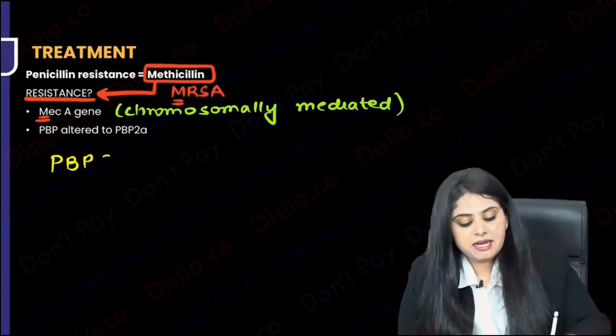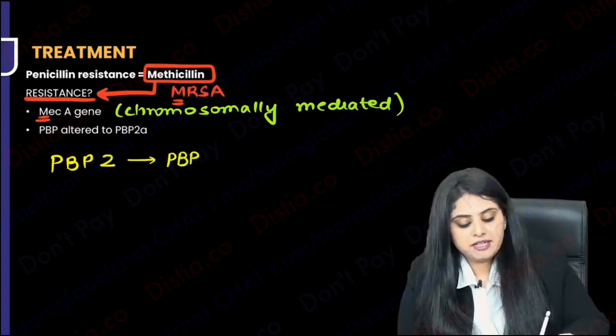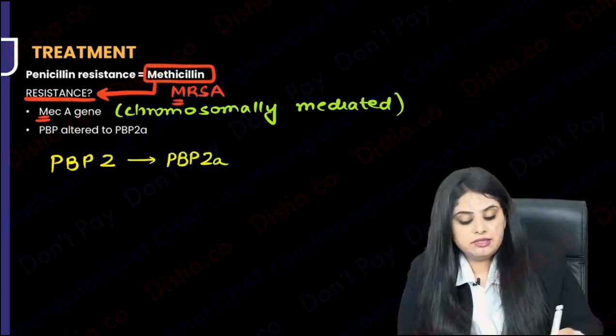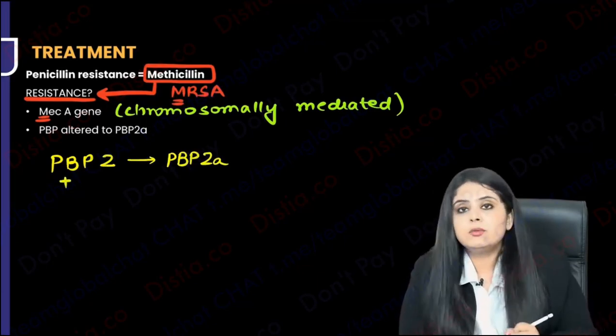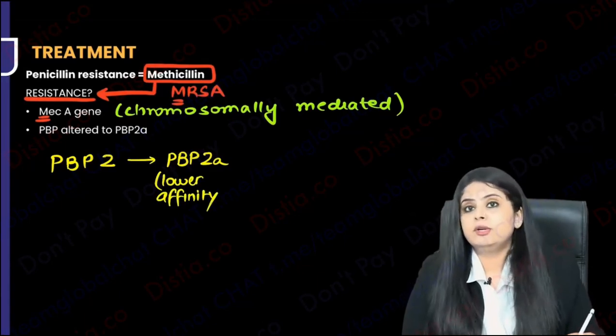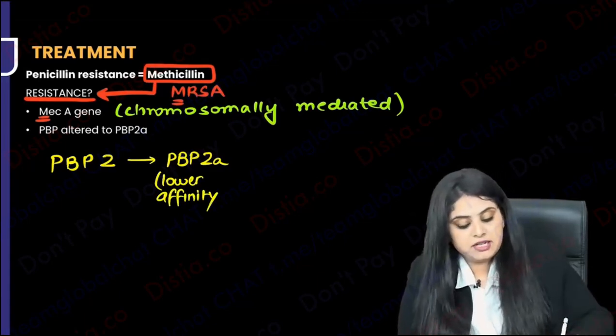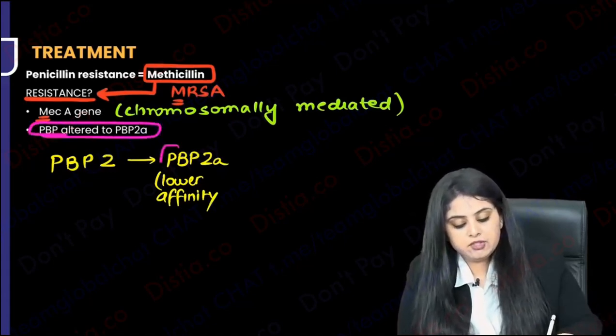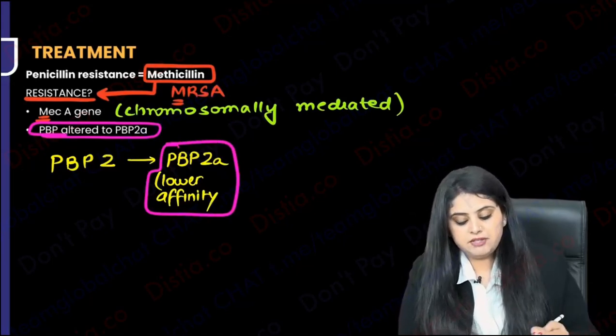So the penicillin binding protein 2 is altered to penicillin binding protein 2A. Now this initially could bind to methicillin, but PBP2A has a lower affinity. It will not bind to methicillin. It is not going to bind to methicillin. So that is what I've said. PBP is going to be altered to PBP2A, which is going to have a lower affinity.